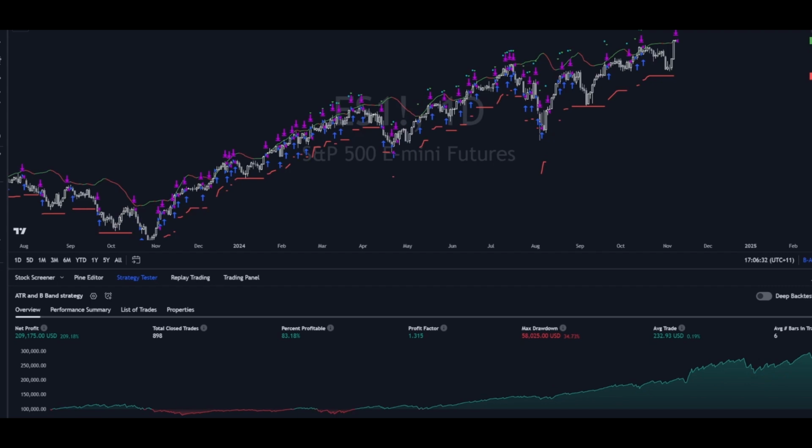This one is our ATR and Bollinger Band strategy. So the net profit here was only $209,000, but we did get 898 trades. That's a trade roughly every 7.5 trading days. We've got a pretty good win rate here at 83% and a profit factor of 1.3. Now the drawdown here is a little bit heavy at 34%, and the average trade is a little bit low at $232 with an average trade length of 6 bars. So we can see here that this one struggled to break away from buy and hold, and at the moment it is a little bit behind buy and hold.